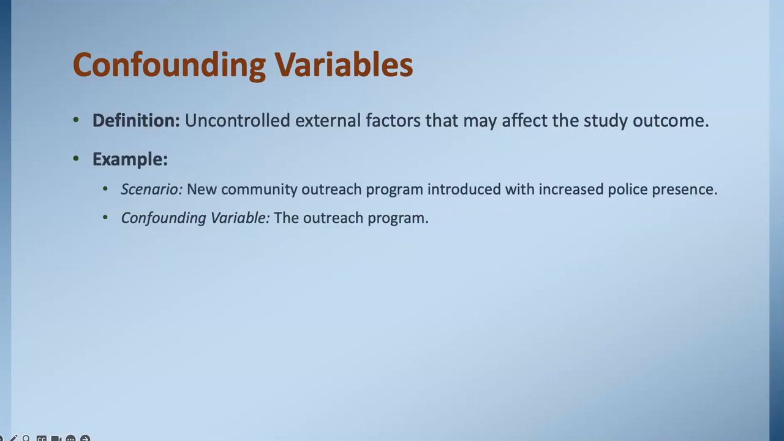Let's talk about now confounding variables, uncontrolled external factors that might affect the outcome of an experiment or study. These can provide alternative explanations for an observed relationship that you find with your independent variable. In our police presence study, a new community outreach program could be introduced at the same time as the community increases police presence. So if the crime rate drops, it might be unclear whether it was due to the increased police presence or the outreach program. Does that make sense?